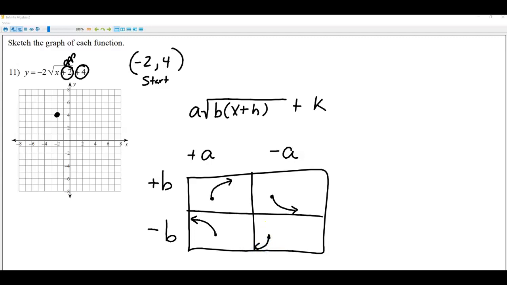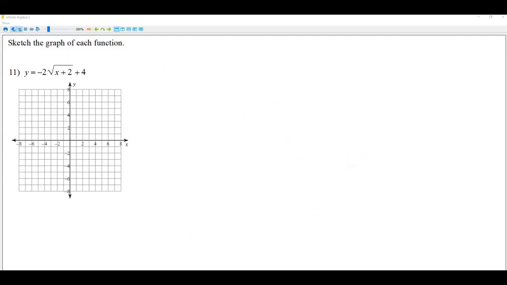Okay? One way that I remember it is I remember the A tells me to go up or down. The B tells me to go right or left. So, like in this case, my B is 1 and my A is negative. So since my A is negative, that means I'm going to go down. And since my B is positive, I'm going to go right. So this graph will go down and to the right. That's how I remember it. Or you can just look at the table.